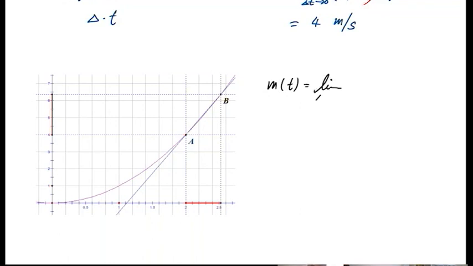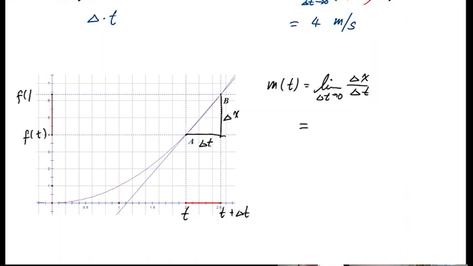It is the limit of delta t approaching 0. You only need one definition, and this is the original definition. Except now, instead of this point being 2, we'll just call it t, a variable. And this is t plus delta t. So this is still delta t, and this right here is delta x. So this point is f of t now instead of f of 2, and this point is f of t plus delta t.